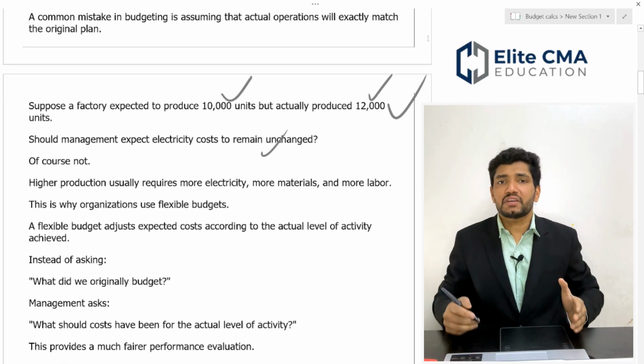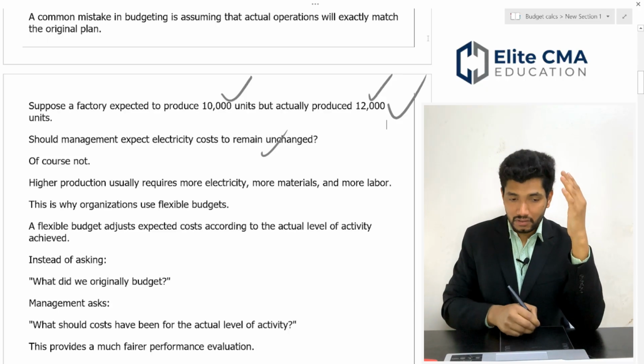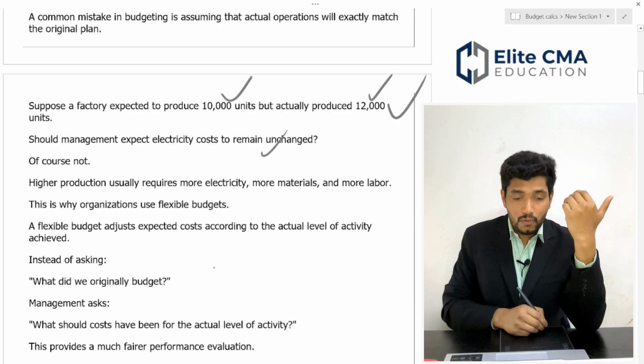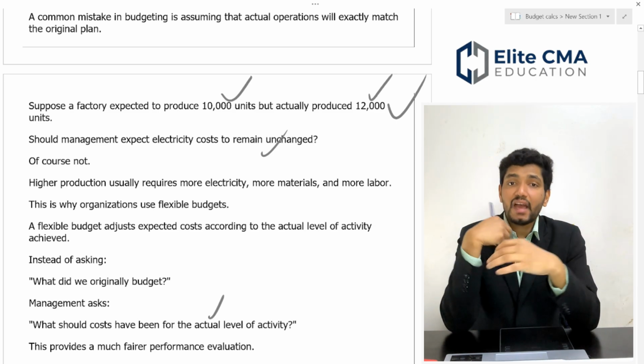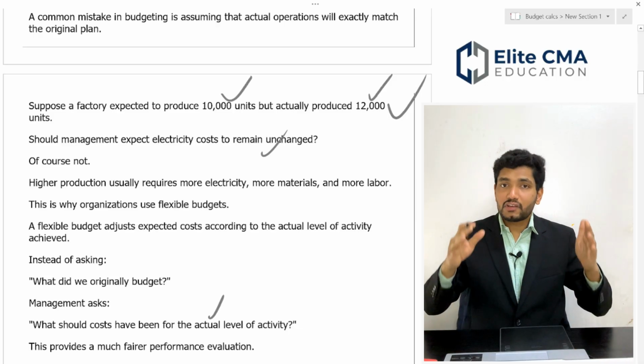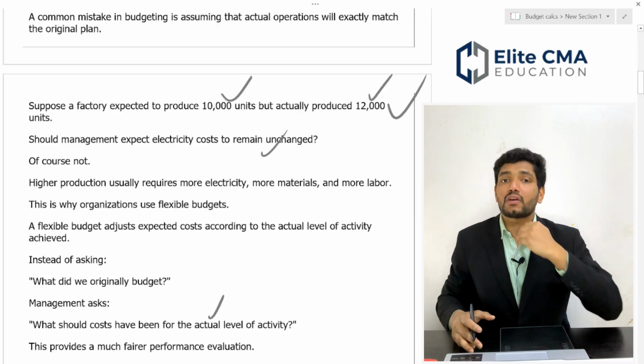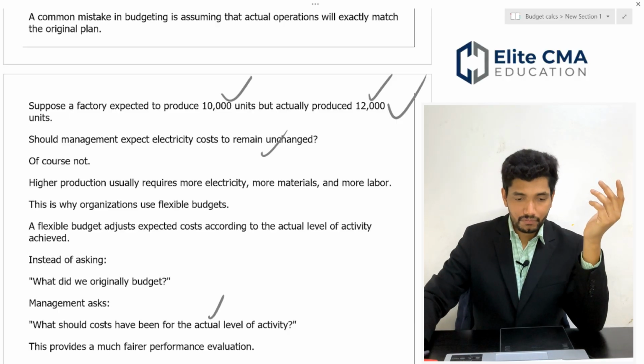The flexible budgeting answers a simple question related to cost: what should cost have been at the actual level of activity? That means, with the actual level of activity, what should be the manufacturing or other related costs.